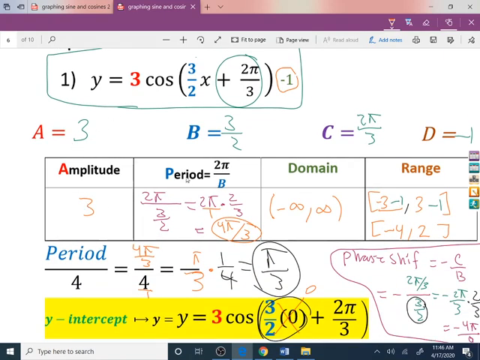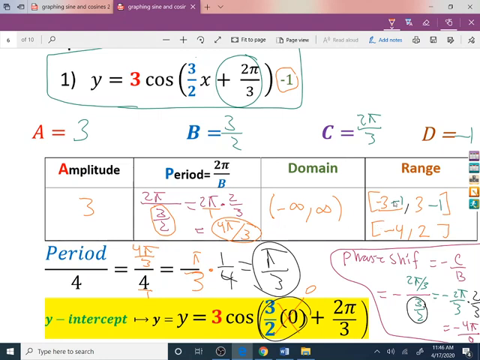What's my period? 2 pi over 3 over 2. Leave 2 pi over 1, and this guy you keep, change, flip. 2 times 2, 4 pi over 3. This is my period. The domain is from negative infinity to positive infinity.